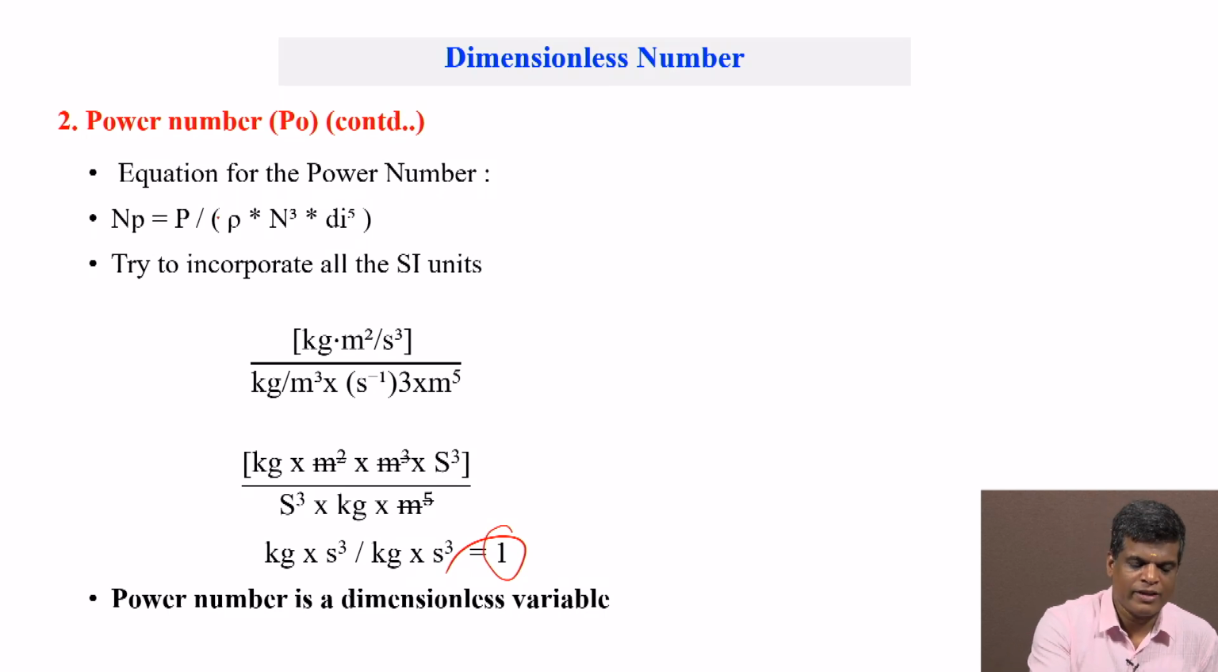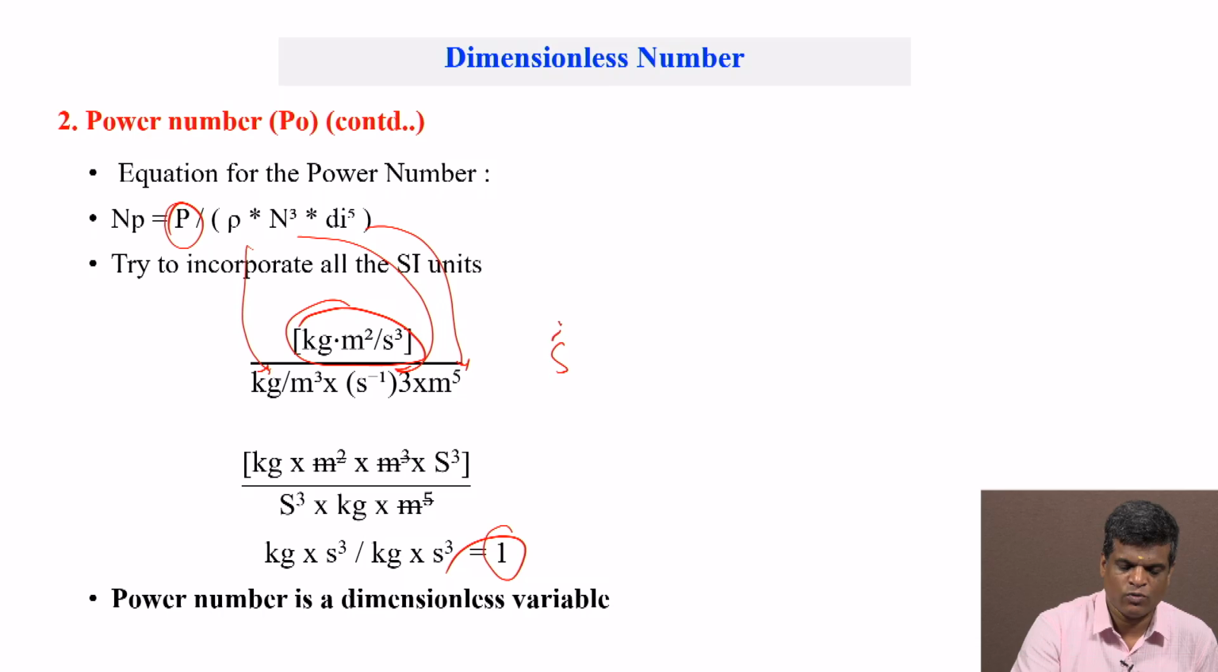So, the power number: the P here we write as kg meter squared per second cubed, then the density kg per meter cube, then n is the speed, second inverse, and the diameter in meters to the power 5. Once everything cancels, we get 1. The power number is a dimensionless variable here.